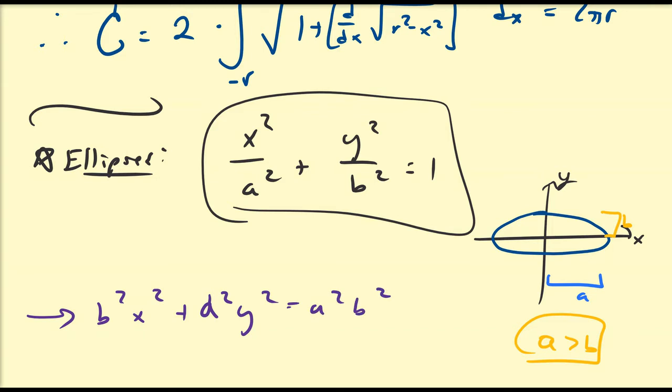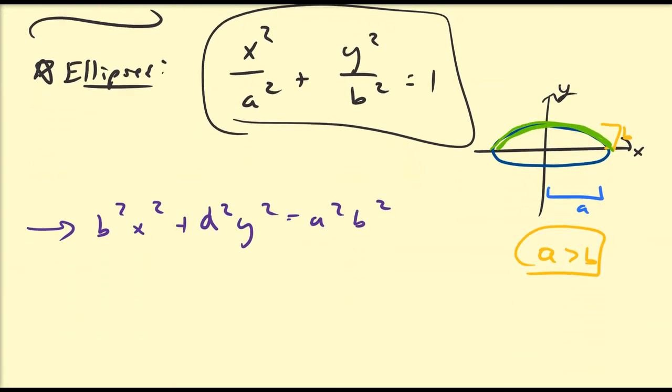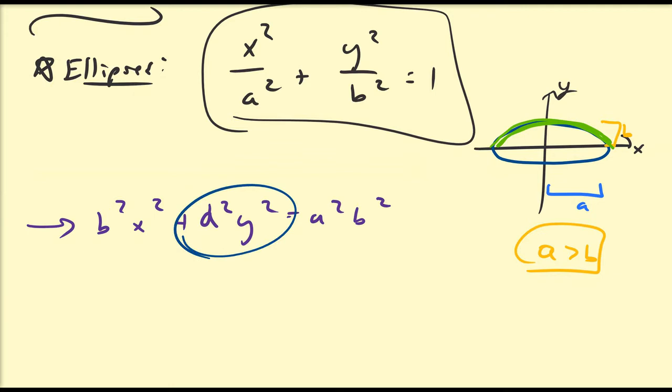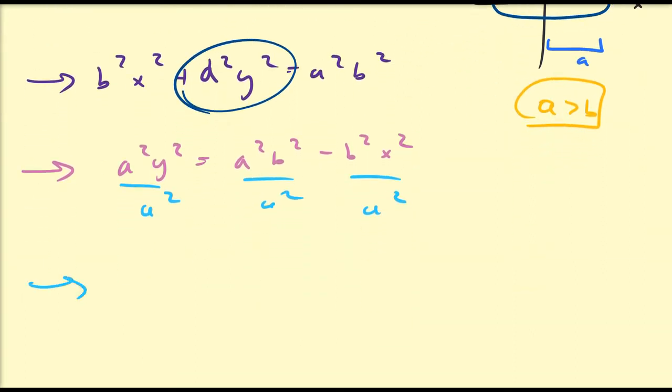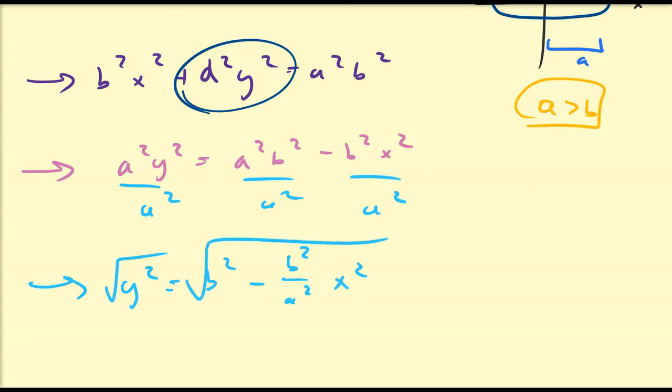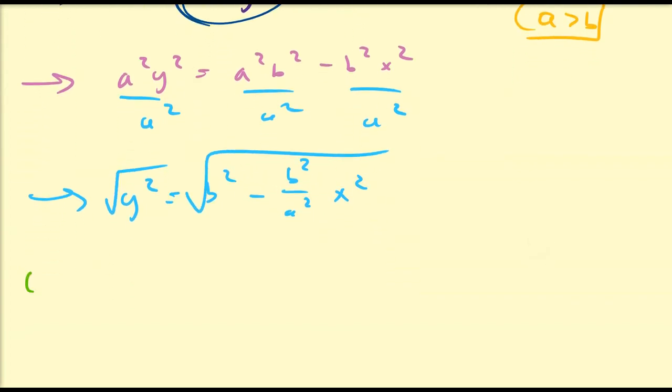So the initial goal is to get a Cartesian function representation for the top side of this ellipse, which we can achieve by solving for y. And then we can multiply that arc length by 2, and that's going to give us the arc length of the ellipse of interest. So I'm just going to solve this equation for y, so I'm going to isolate this term. So this is going to give us a squared y squared is equal to a squared b squared minus b squared x squared. And then I can divide both sides by a squared. And that's going to give us y squared is equal to b squared minus b squared over a squared x squared. And then I can take the principal square root of both sides. And that's going to give us our function of interest.